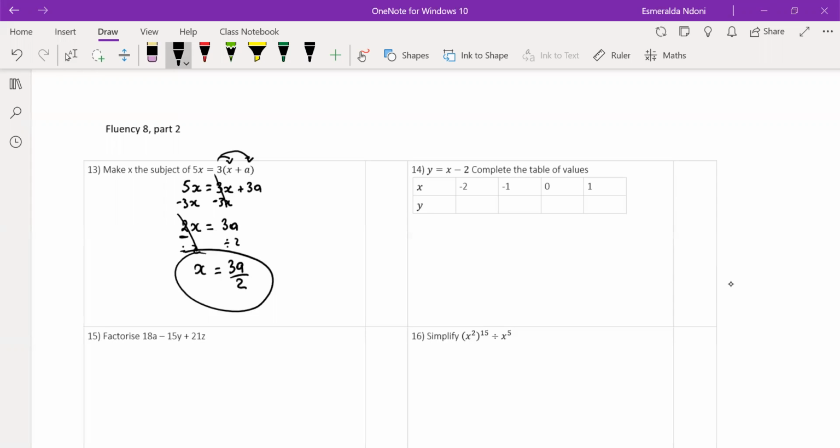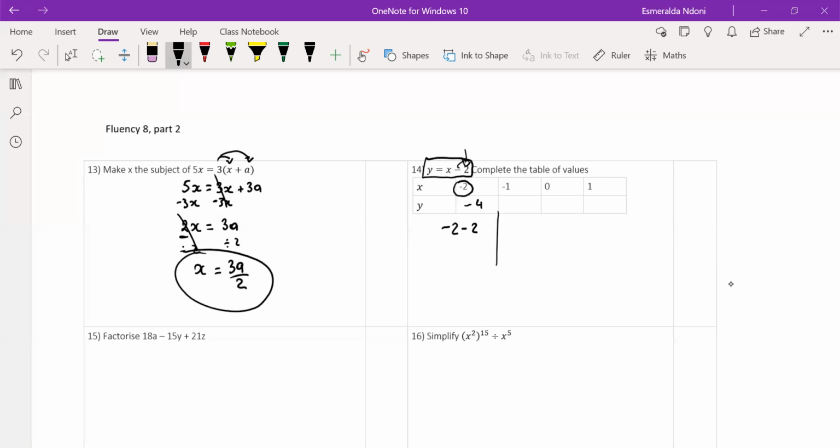Question 14. Complete the table. We will need to substitute the values given into the equation given. We have been given an equation, and we need to put the values given into the equation to find the value of y. So first value is negative 2, so x is negative 2. Take away the 2 that's there. Negative 2 take away 2 gives us a negative 4.